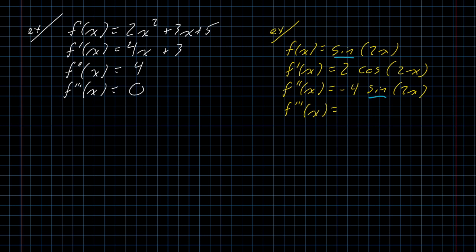F triple prime, the third derivative, would be the derivative of negative 4 sine 2x, which will be negative 8 cosine 2x. The fourth derivative will be, well, derivative of cosine is negative sine. The negatives will cancel out. We get positive 16 sine of 2x. And it will just keep going. And the power in front will keep getting bigger and bigger and bigger.